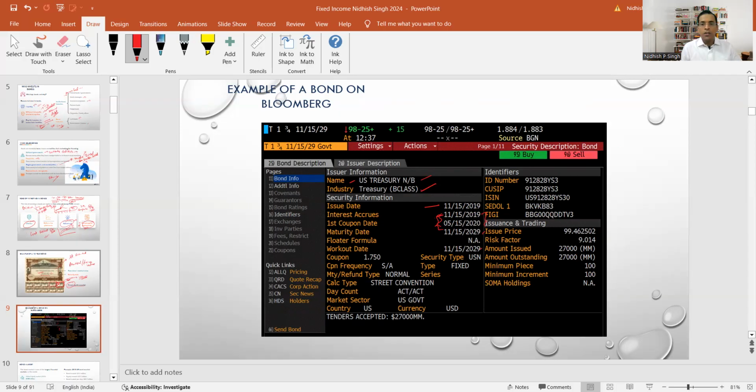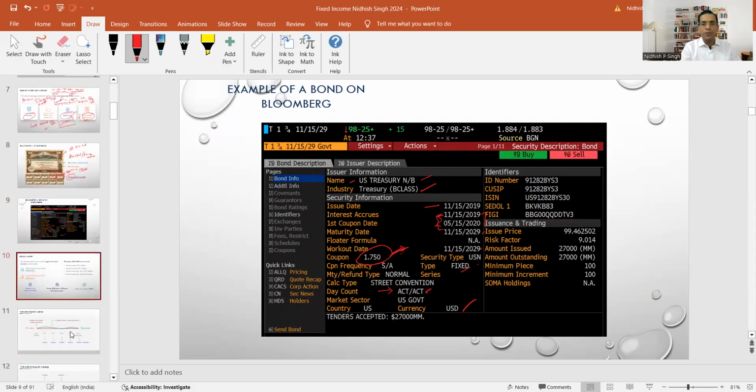This is the workout date. Security type US, and the coupon rate is given here, 1.75%. Since it is paid semi-annually, it will be half of this, paid every 6 months. Type fixed, because the rate is already fixed here. Day count is actual versus actual. We'll learn about actual versus 30/360 later on, but this just says that the actual number of days will be calculated here. Currency is USD. So this is how a typical bond is displayed on the Bloomberg terminal, which you can check for any bond by putting in the description.